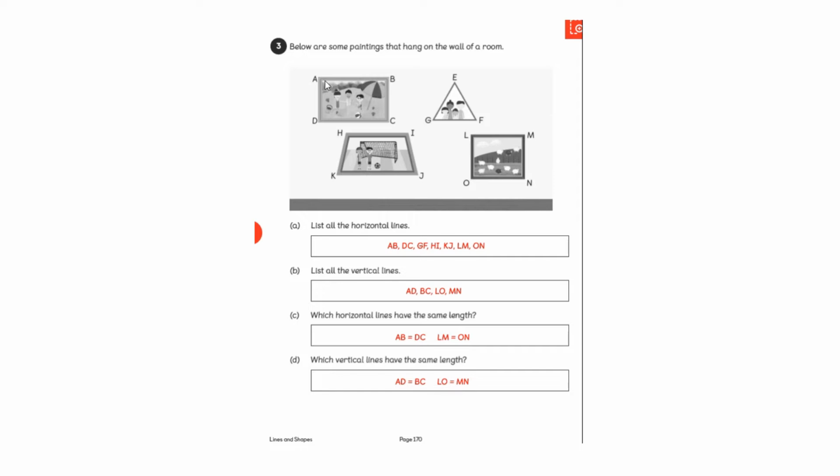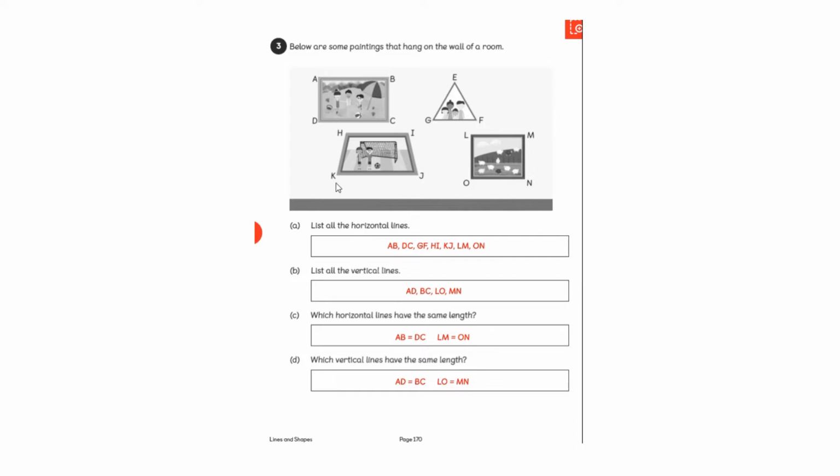You could have said line AB is the same as line DC and line LM is the same length as line ON. Then we were doing the same thing but looking for vertical lines. You could have said line AD is the same length as line BC. You could have said line LO is the same length as line MN.